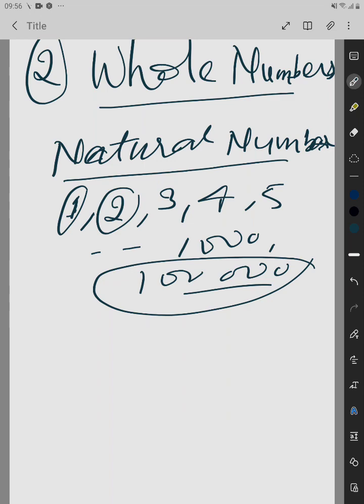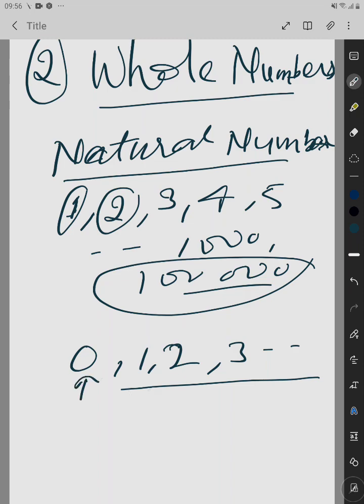Now if we add 0 to the natural numbers, meaning 0, 1, then 2, then 3 and so on, the complete set including 0, these all numbers are called whole numbers. I think you got the point.